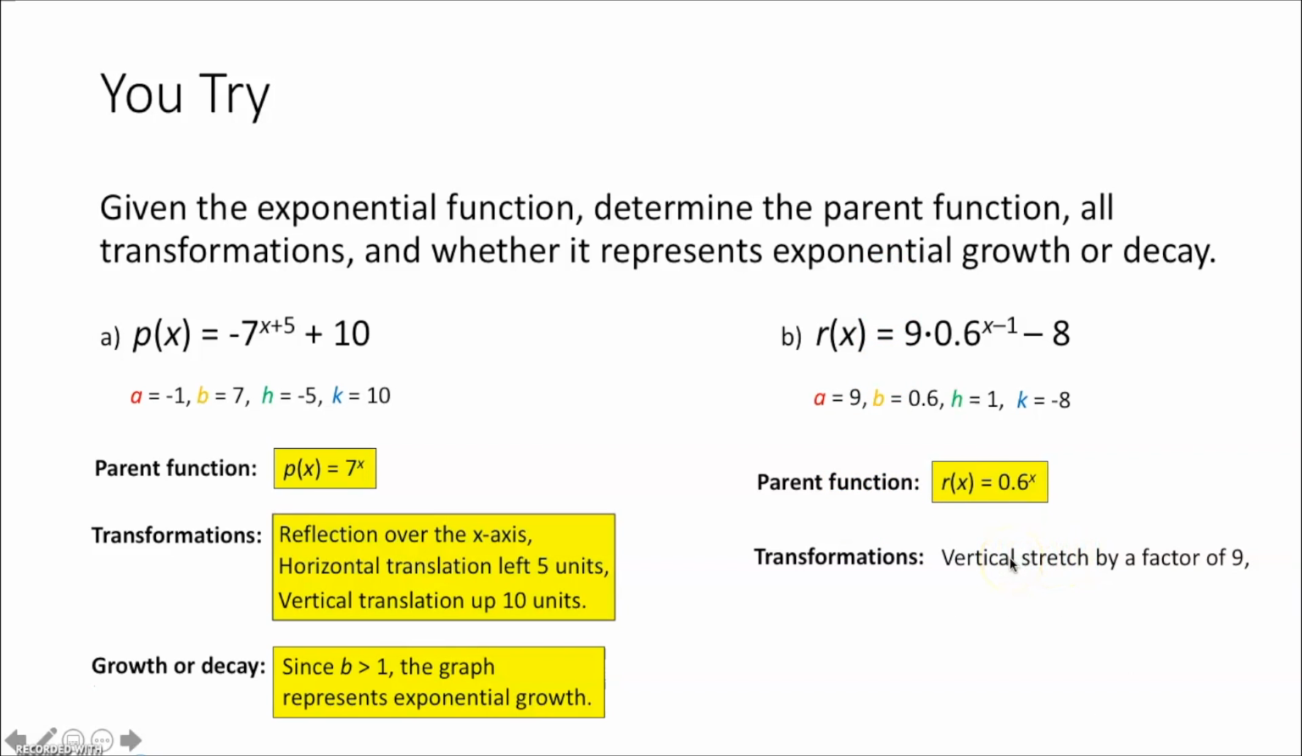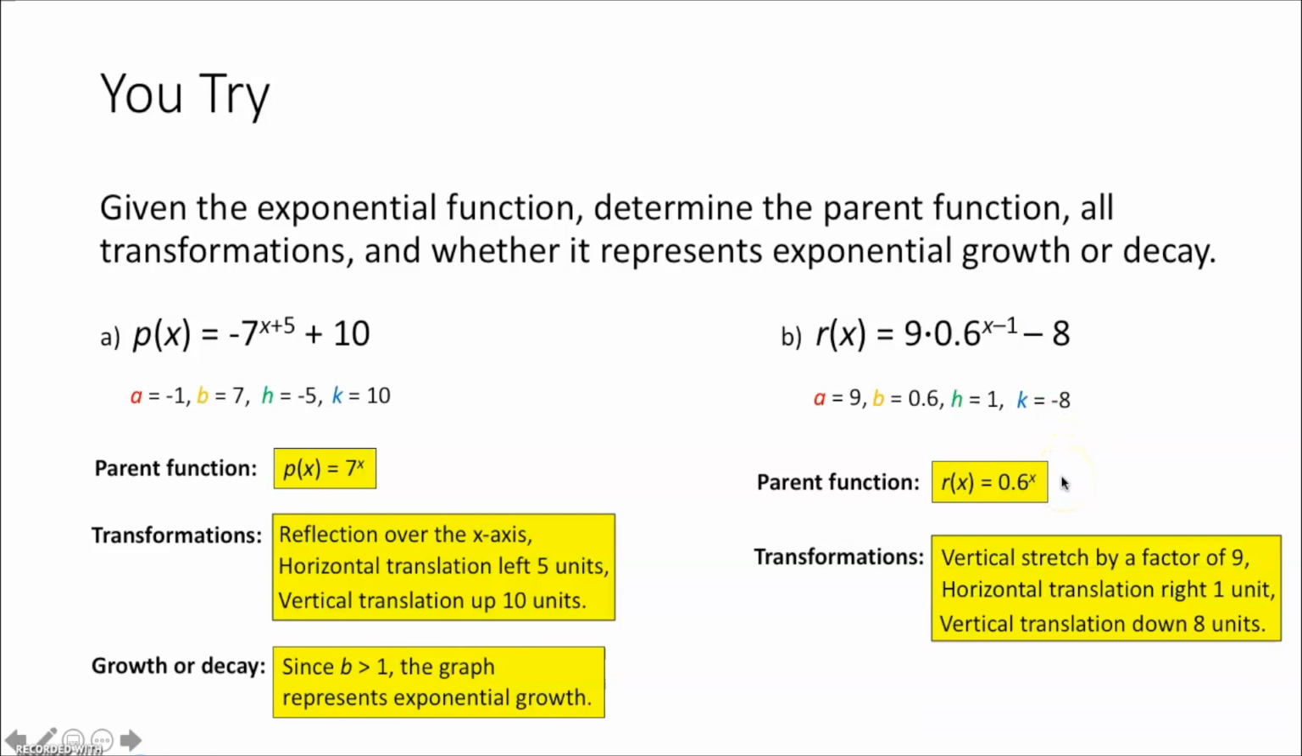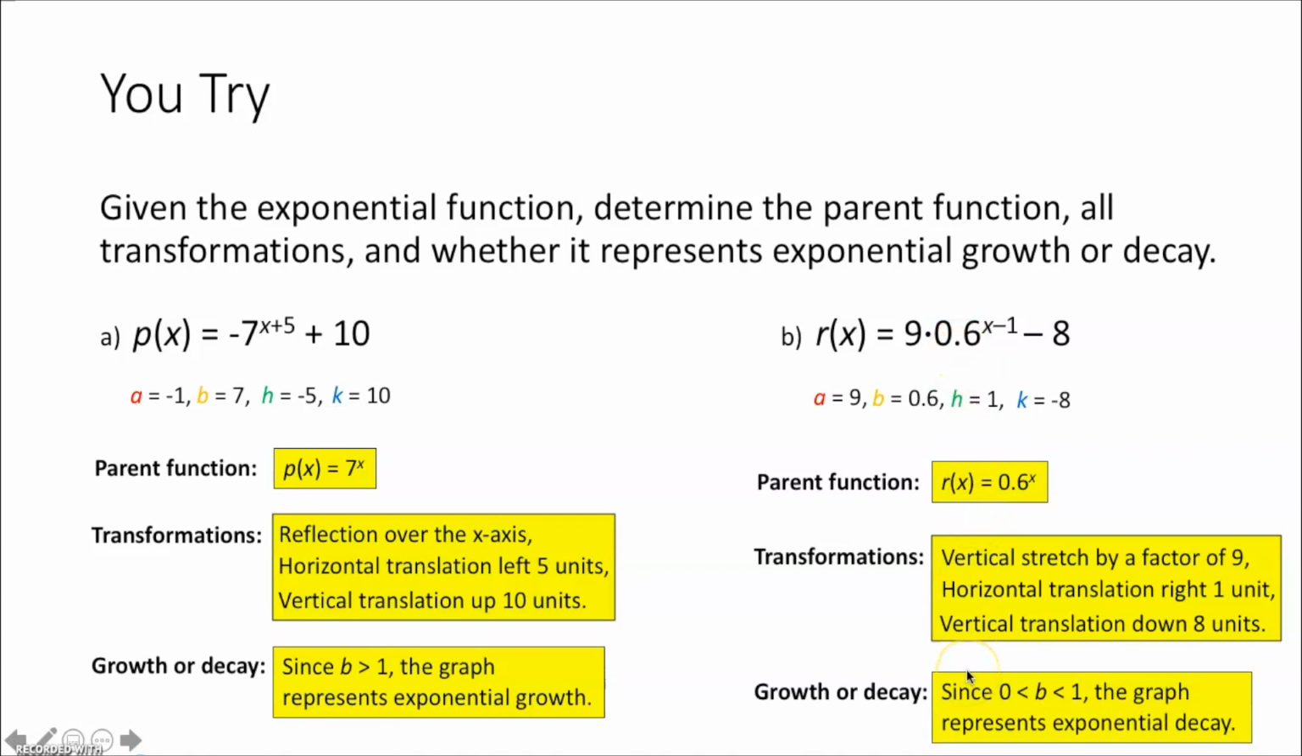Then what we have to look at is your h value. Since it's +1, that's going to be a horizontal translation to the right 1 unit. Your k value is going to tell you how much to shift your graph up or down. So since it's -8, you're going to shift your graph down vertically 8 units. And then lastly, we look at our b value. What does our b value tell us? Whether it's growth or decay. So since your b value is 0.6, that's a number between 0 and 1, this graph is going to represent exponential decay. So it's going to go down and to the right.